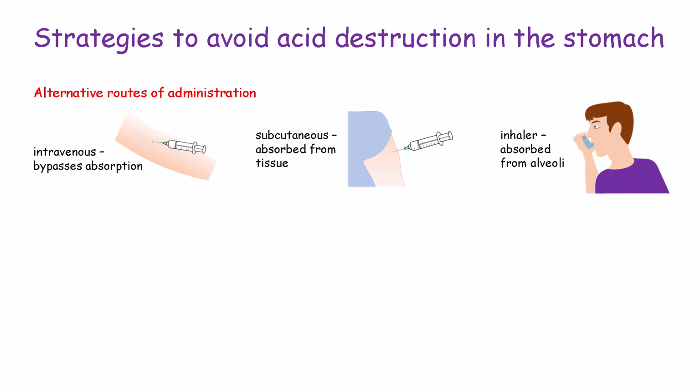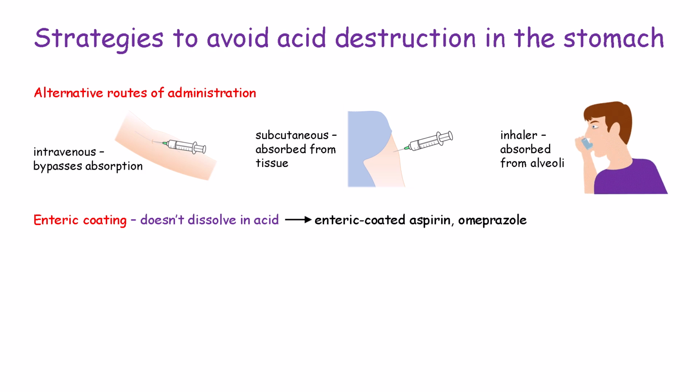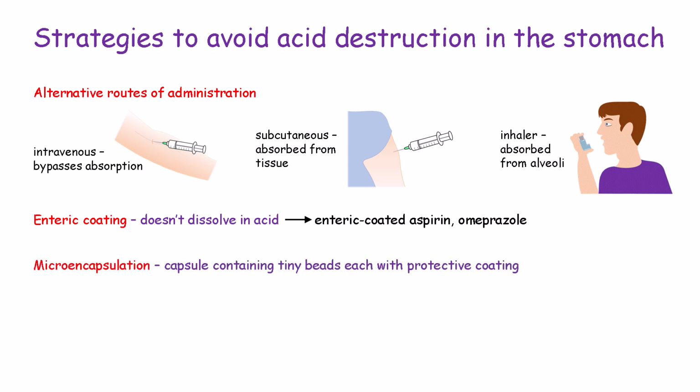Orally administered tablets can be manufactured with an enteric coating, which doesn't dissolve in acid and protects the drug until it reaches the small intestine. Examples include enteric-coated aspirin and the proton pump inhibitor omeprazole. Microencapsulation is another approach. It involves surrounding tiny beads containing the drug with a protective coating and enclosing them in a capsule that dissolves when it reaches the stomach. Omeprazole capsules are prepared this way.